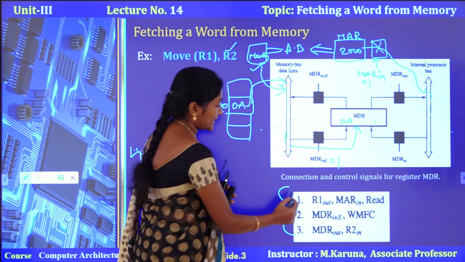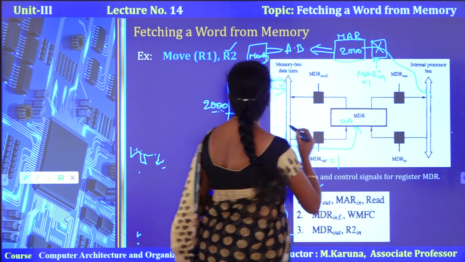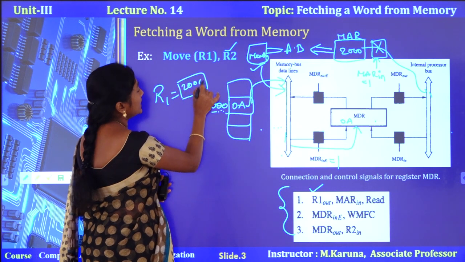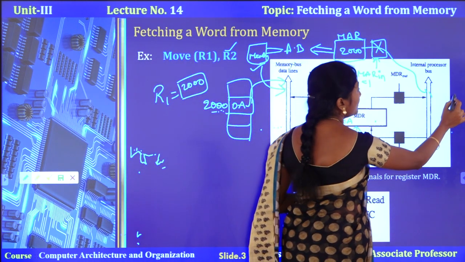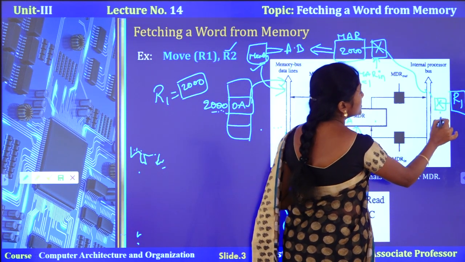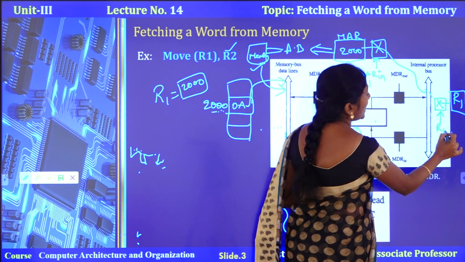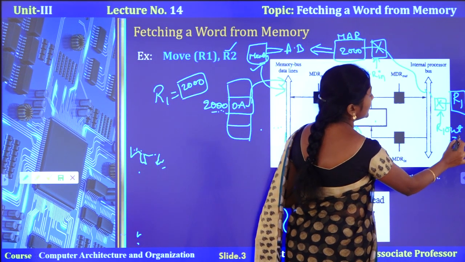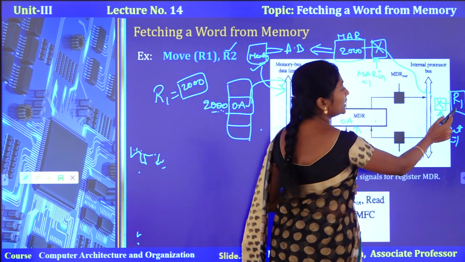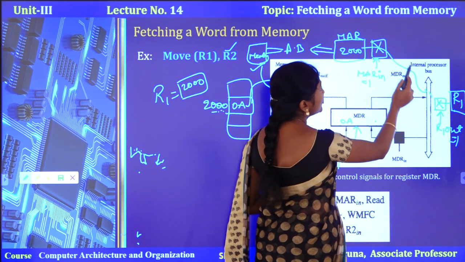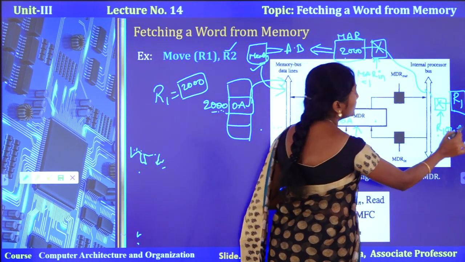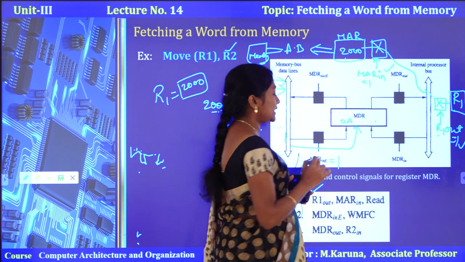So, first R1 out. What is the content of R1? I told you R1 is having 2000. For example, here we are taking the R1 register having a switch. This is the R1 out control signal. Whatever address is available in R1 will be transferred to the MAR register by making R1 out equal to 1 and MAR in equal to 1.